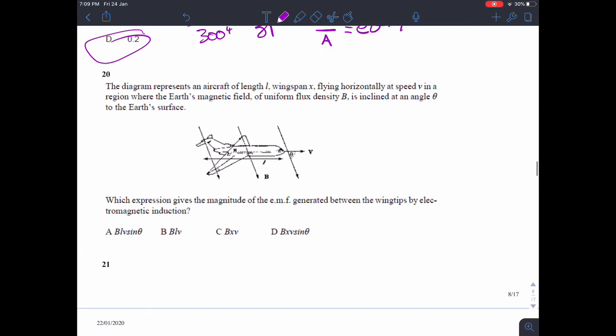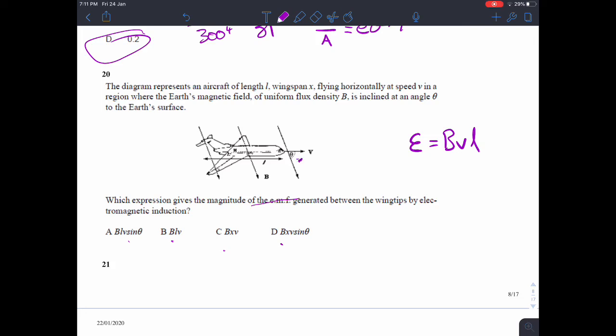Question 20. The diagram represents an aircraft of length L, wingspan x, flying horizontally at a speed v in a region where the Earth's magnetic field of uniform flux density B is inclined at an angle. Okay, so we're just looking for the magnitude of the EMF generated here. Now, from your data booklet, you don't really need to because you're basically given the equation down here. But from your data booklet, EMF is BVL. Now, that works if the wire or the conductor is at right angles to the field.